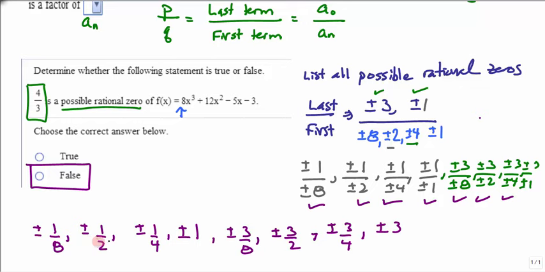Now if you're asked to make a complete list like this in my math lab, you have to separate the plus and the minus. You'd have to write negative 1/8, comma, positive 1/8, etc. So this is a long list. This is a lot of numbers. So when you're asked to find these lists, remember it's always the last factor list divided by the first factor list, and then all possibilities.